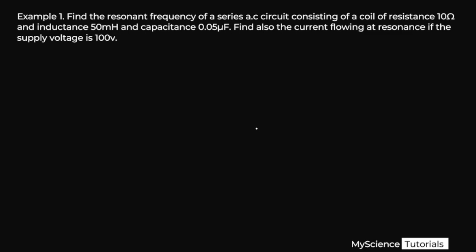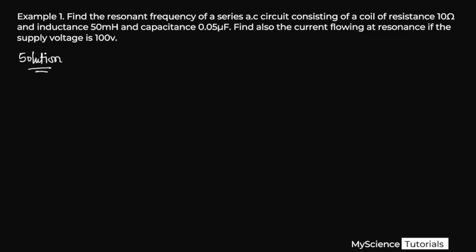We have to find the resonant frequency of a series AC circuit consisting of a coil of resistance 10 ohms and inductance 50 millihenry and capacitance 0.05 microfarad. We also have to find the current flowing at resonance if the voltage supply is 100 volts. All right, so this is very easy. Let's write down our solution.